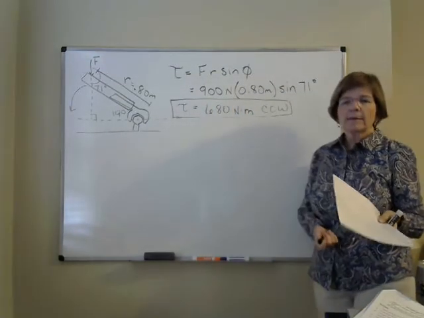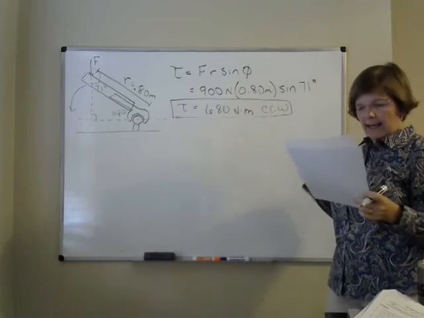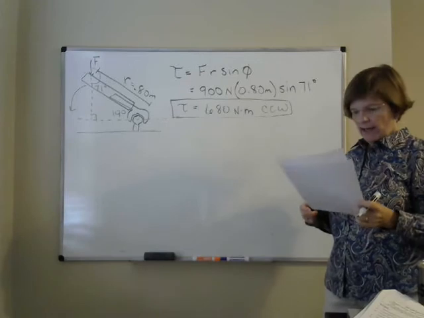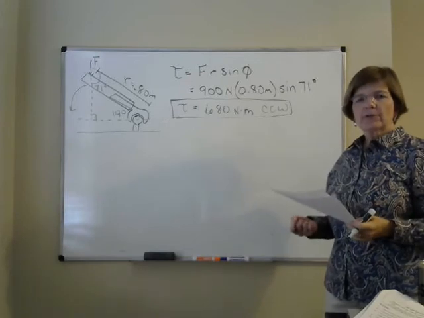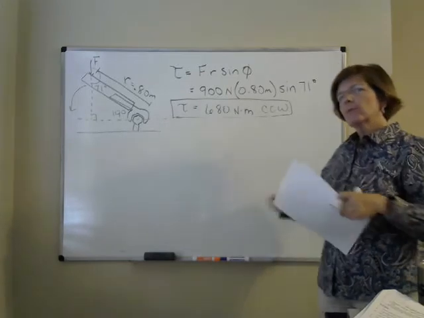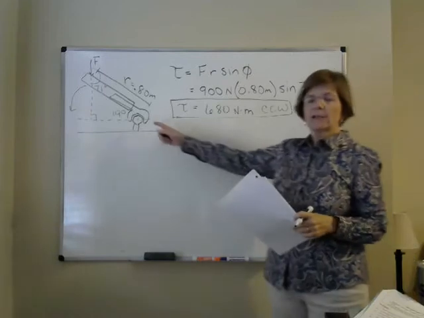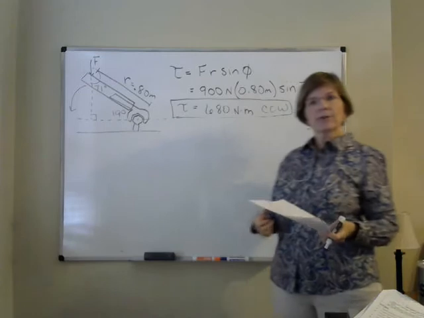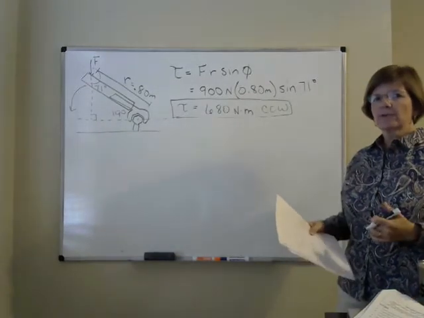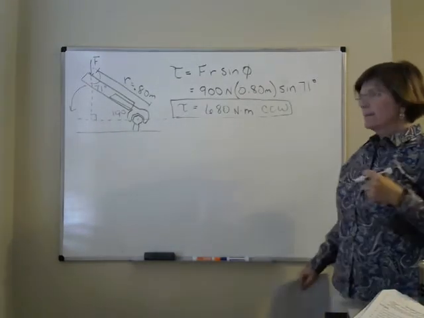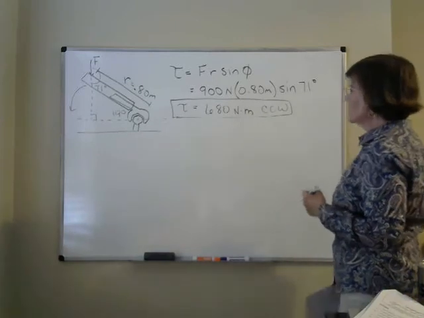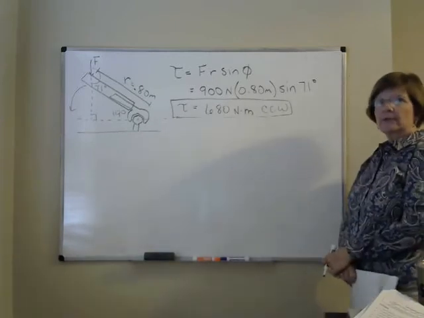The second part of this problem says, if the maximum torque that this particular pipe fitting can tolerate is 1,000 Newton meters, so if we use more than that, we're going to break this off. That is a problem for plumbers and handymen everywhere. You can't put too much torque. Things will just break. It says, what's the longest pipe he could use?